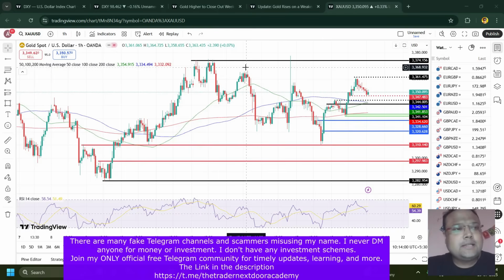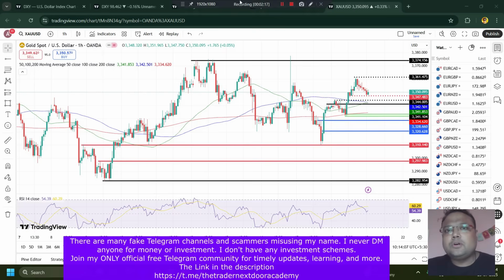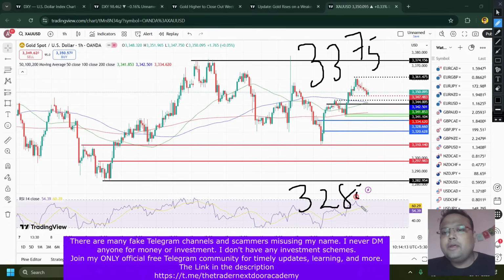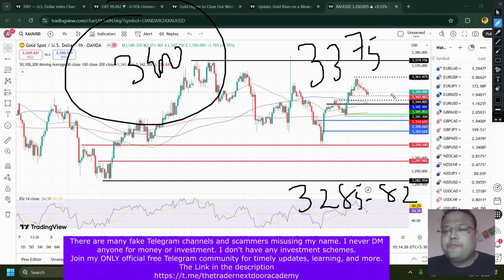And this is the hourly chart of gold in front of us, and we have already discussed in a previous video also that the range of gold is 3375 on the upside and 3285.82 on the downside. So this is the range of gold. Now if gold needs to be bullish, then it needs to cross 3375. Then we can expect that gold is heading towards 3400. If it comes down, then we can expect the market to take support around 3285.82.